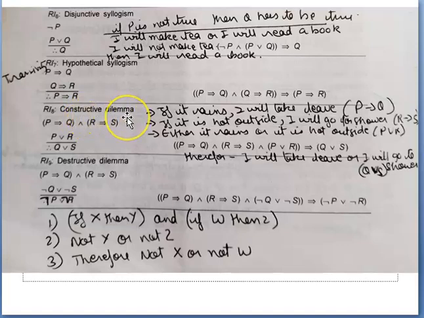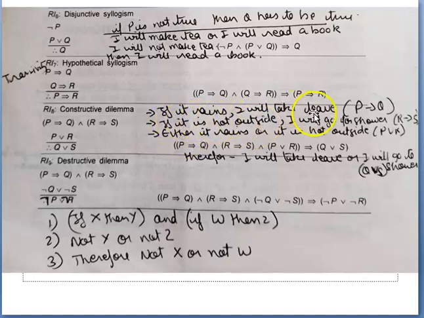Then we have constructive dilemma. Constructive dilemma says that if P implies Q is true and R implies S is true, and P or R is true, that means either P is true or R is true, in that case either Q will be true or S will be true. So P implies Q and R implies S, both are true. In that case, if P is true or R is true, either Q is true or S is true. And you can understand it from this example.